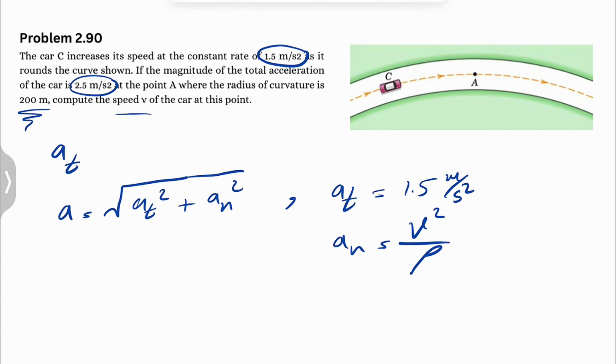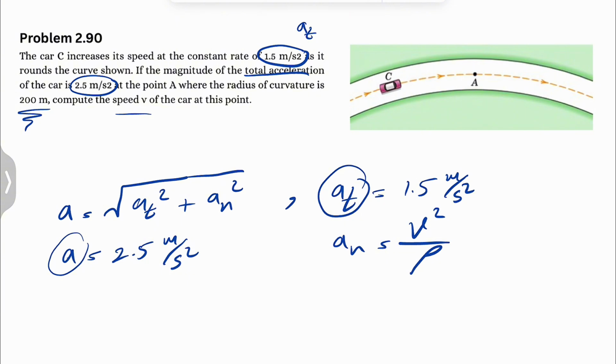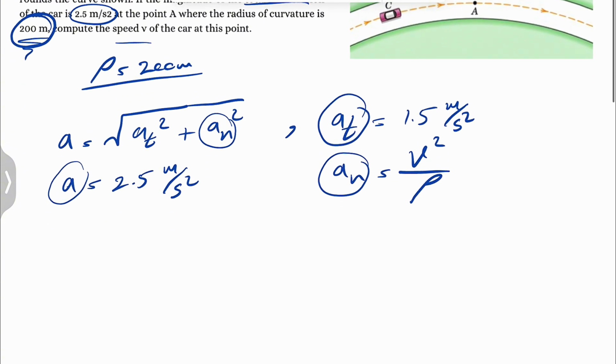So the givens that we have from the first line are the tangential acceleration and the total acceleration, which is our a. So we know a is 2.5 meter per second squared. Let's just clean this up. From these givens, we should be able to find the normal acceleration, because we have a_t and we have a, so we should be able to find a_n. And we already have the radius of the curvature, which is 200 meters. So we know rho, from the last line, is 200 meters, and we should be able to find all the unknowns. So let's just figure out a_n first.